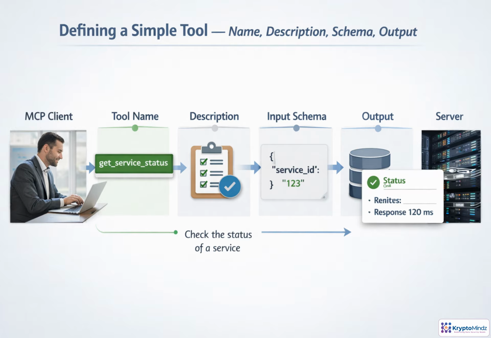A tool definition is the contract that lets the client call your server safely and predictably. Start with an action-oriented name, like get service status, so the intent is obvious. Add a description that tells the model when to use it, not just what it is called. The input schema becomes the validation boundary. Even if there are no parameters, define that explicitly. Then return structured output, such as status, retries, and response time, so the result is readable by people and usable by the model.